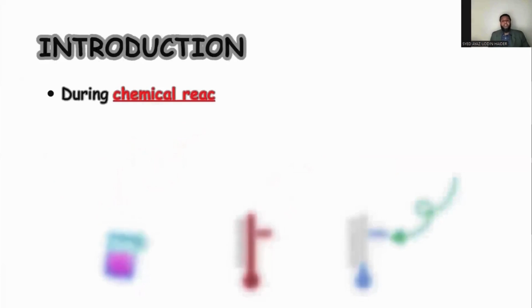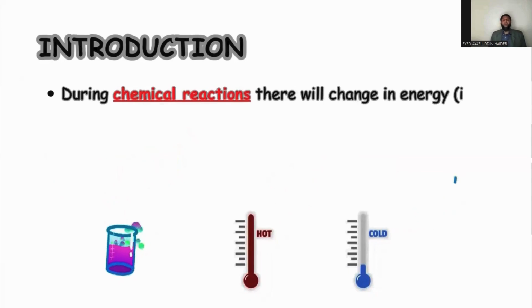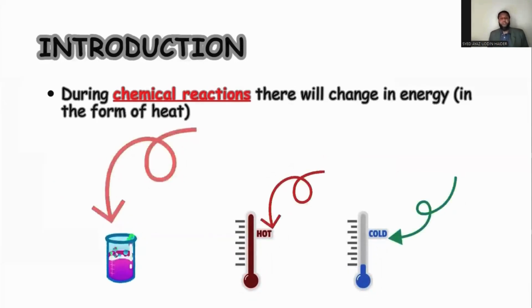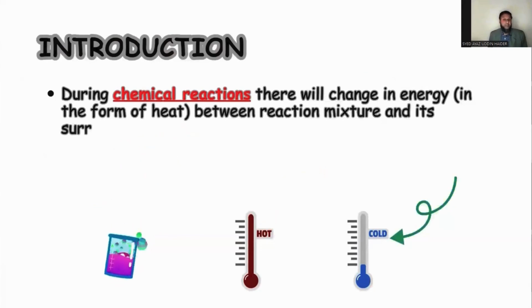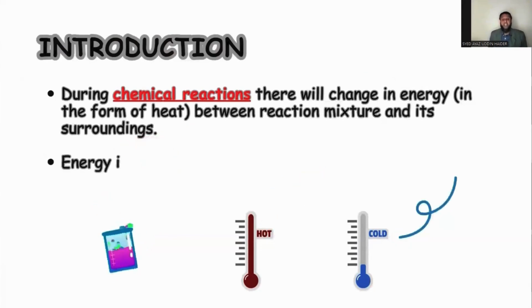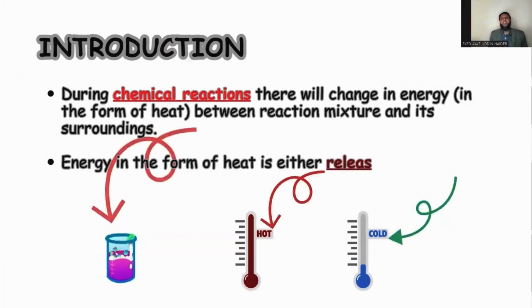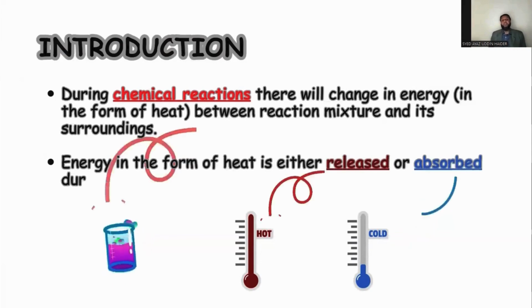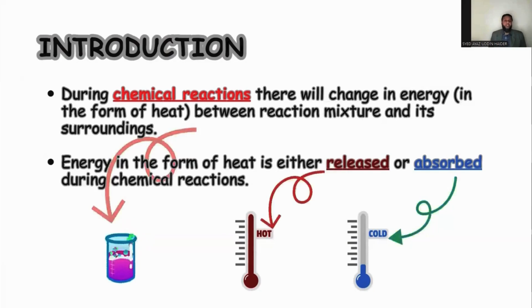We have seen and observed different kinds of chemical reactions. For instance, the reaction of magnesium with hydrochloric acid to produce magnesium chloride and hydrogen gas, decomposition of limestone or calcium carbonate into calcium oxide and carbon dioxide gas, respiration, photosynthesis, etc. Whenever a chemical reaction takes place, there is a change in energy between the reaction mixture and its surroundings. This change in energy is in the form of heat. So heat energy is either released to its surroundings or absorbed from its surroundings.